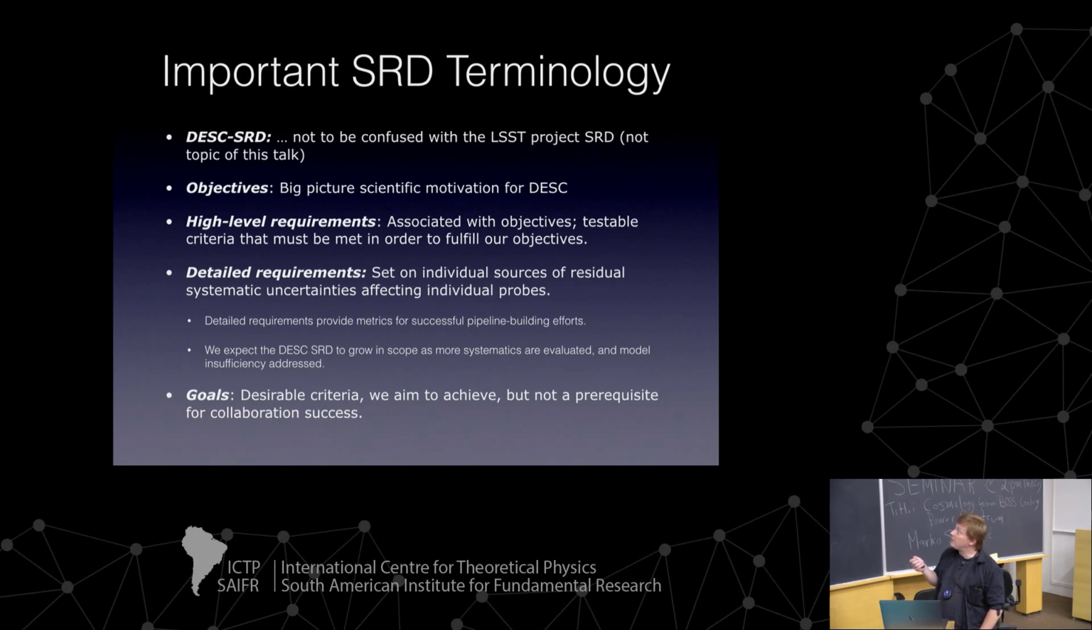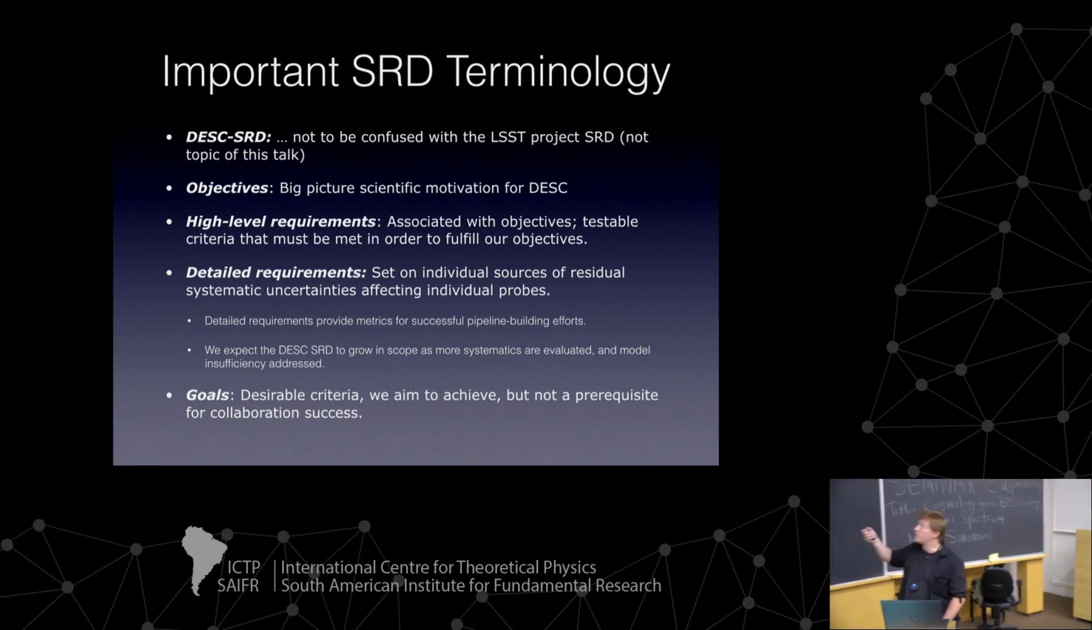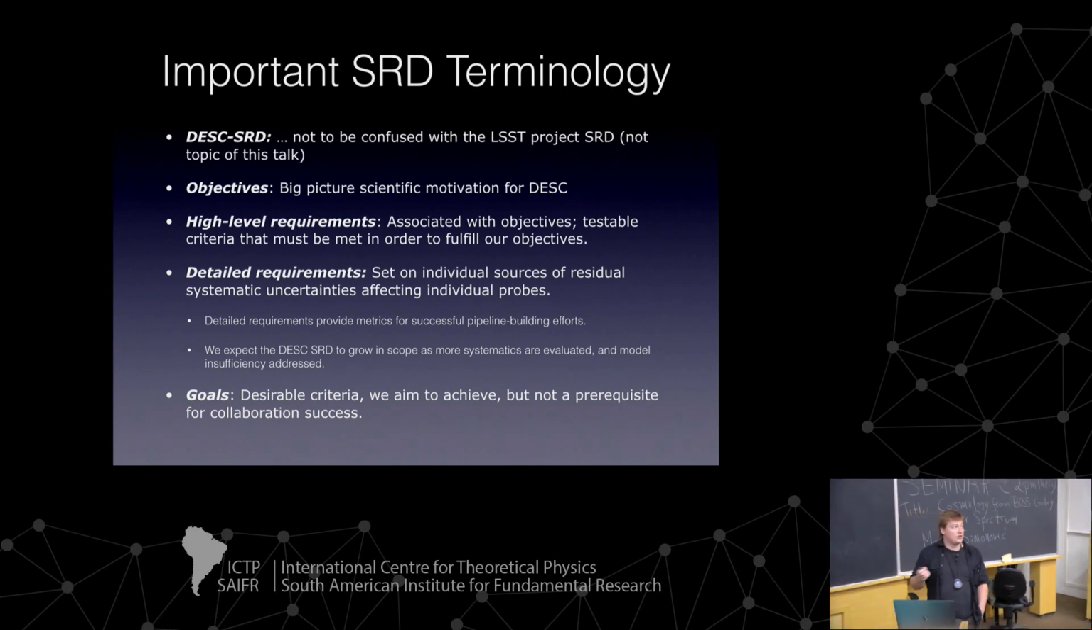So objectives that are mentioned, big picture scientific motivation for DESC. That means we want to do dark energy and we want to do it better than anything else. High-level requirements, those are directly associated with the objectives, and so let me make an example. Here, we want to do dark energy extremely well. This means the Fisher matrix figure of merit needs to exceed a certain threshold. That's a very specific requirement. And then detailed requirements, they are being set on the individual probes, like weak lensing. Weak lensing needs to be better than X, Y, and Z. Shear calibration needs to be controlled better than X, Y, and Z.